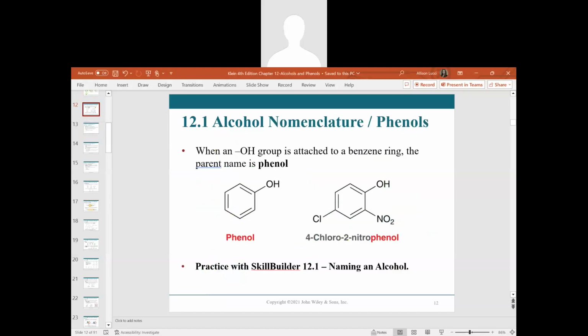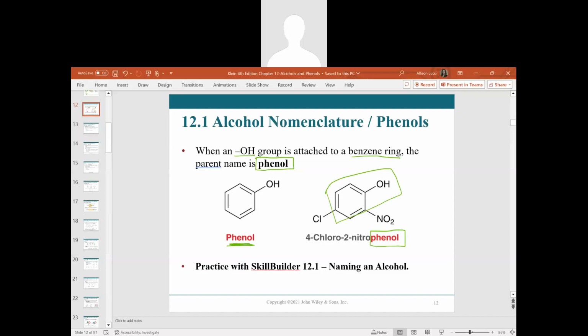Now we were told, right, when an OH group is attached directly to a benzene ring, we call this class of compound a phenol. So this is phenol, just phenol itself, when we have a benzene ring with that hydroxyl group. But we can use phenol as a parent here. So phenol is given in red. So this is our parent.